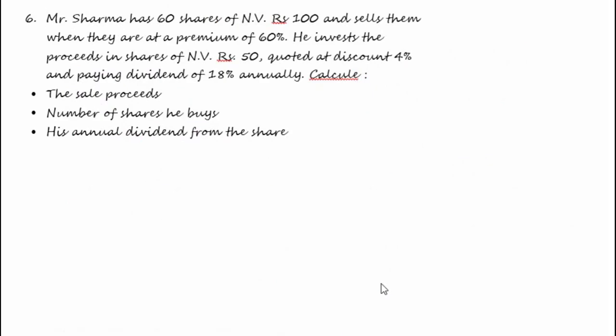Next problem. Mr. Sharma has 60 shares of nominal value rupees 100 and sells them when they are at a premium of 60%. He invests the proceeds in shares of nominal value rupees 50 quoted at discount of 4% and paying dividend of 18% annually. Calculate the sale proceeds, number of shares he buys, his annual dividend from the share.